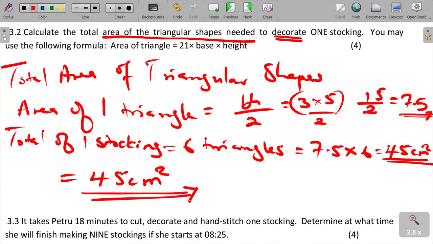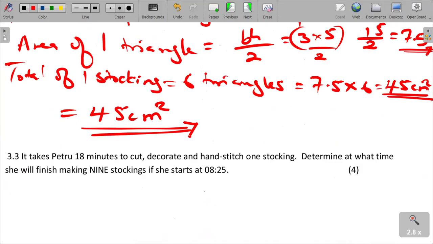And then question number 3.3. It takes Petru 18 minutes to cut, decorate, and hand stitch one stocking. Determine at what time she will finish making 9 stockings if she starts at that time.